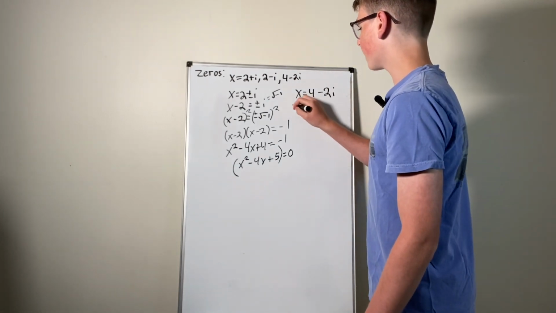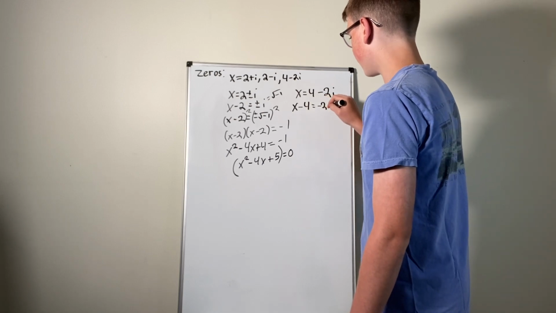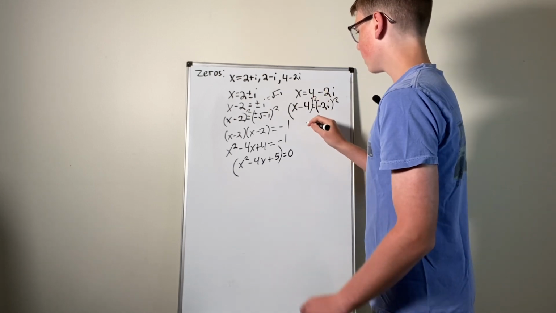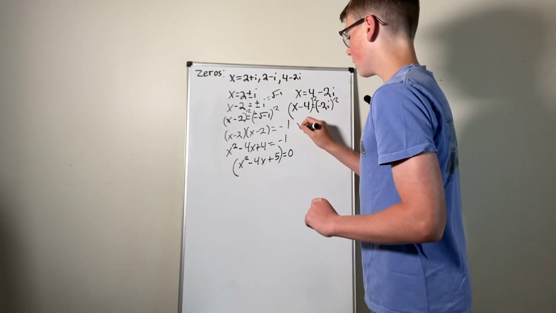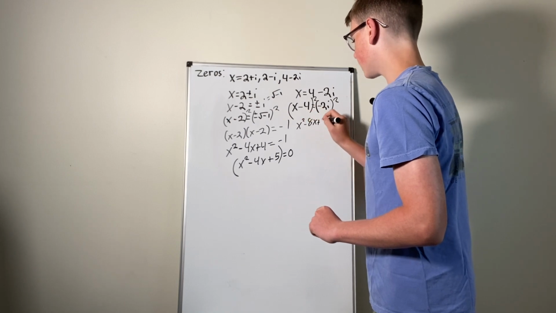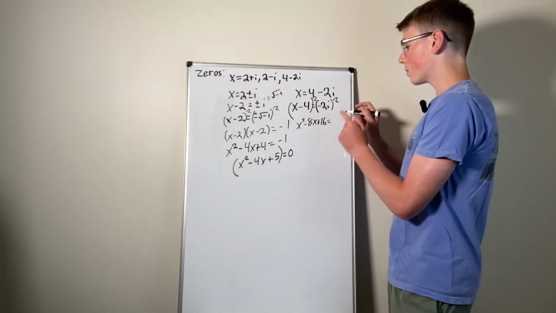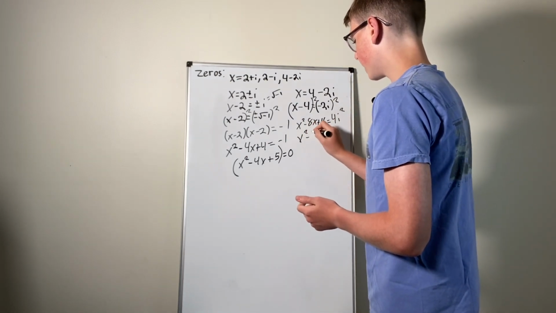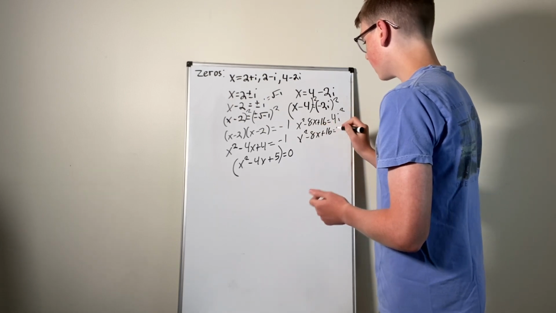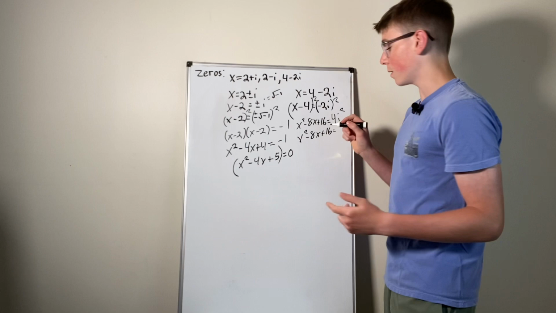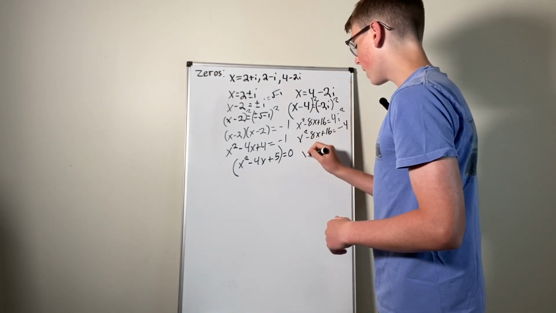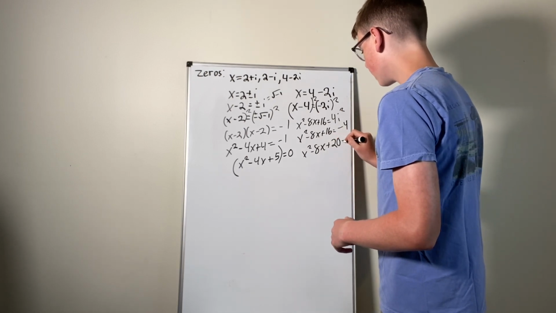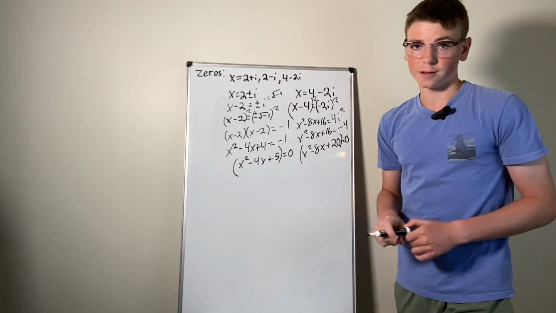So we move the 4 over. We have x minus 4 equals -2i. Then we're going to square both sides to get rid of this i. Then (x minus 4) squared is x squared minus 8x plus 16. And then (-2) squared is 4. i squared is i squared. So we have x squared minus 8x plus 16 equals, i squared is equal to -1, so 4 times -1 is -4. So we have x squared minus 8x plus 20 equals 0. This is our other factor.